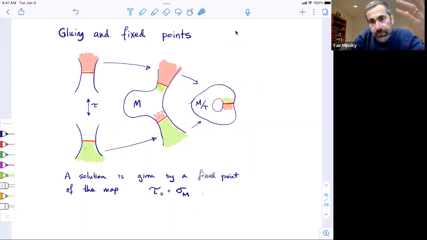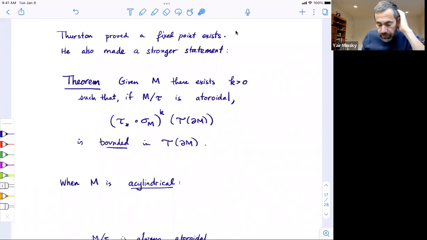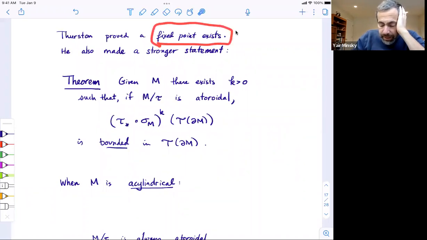That's the starting point of what I'm really interested in, which is that I want to understand in a more precise way what the geometry of this fixed point is going to look like. Where is the fixed point going to be, and so on. So here now we're coming up to the theorem. Thurston proved that a fixed point exists, and he did it by using many of the same ideas that feed into everything we're talking about here.